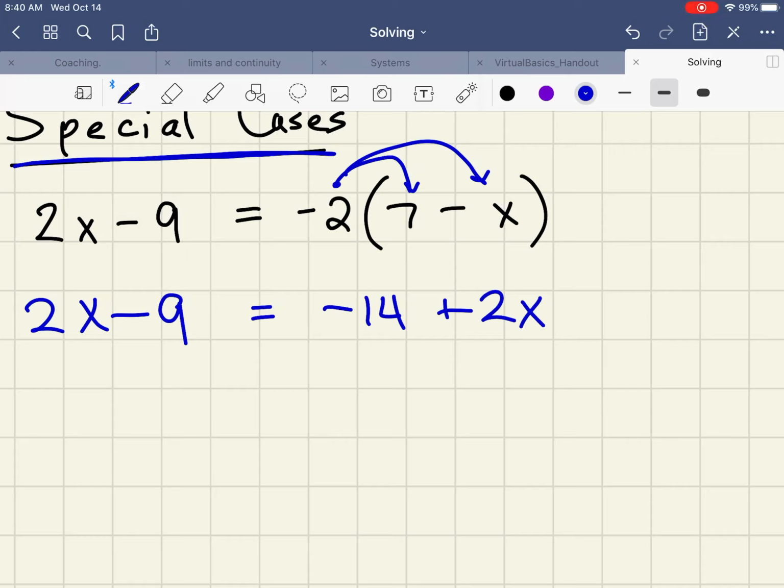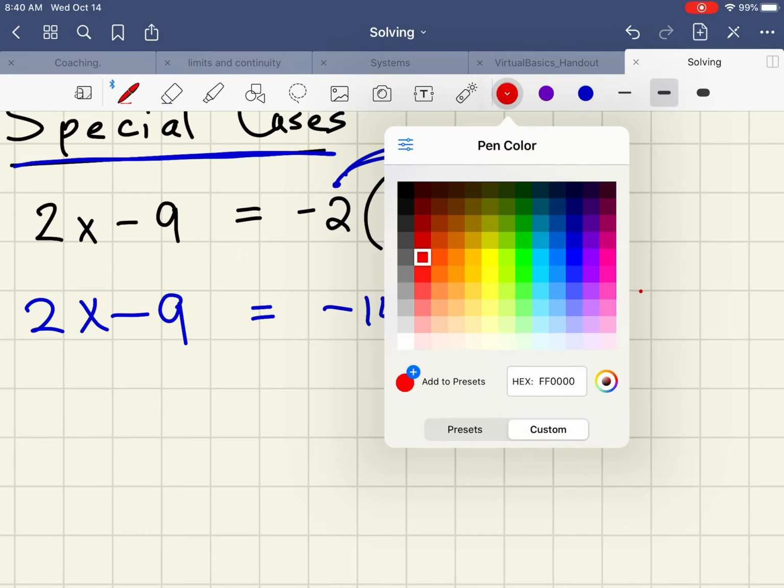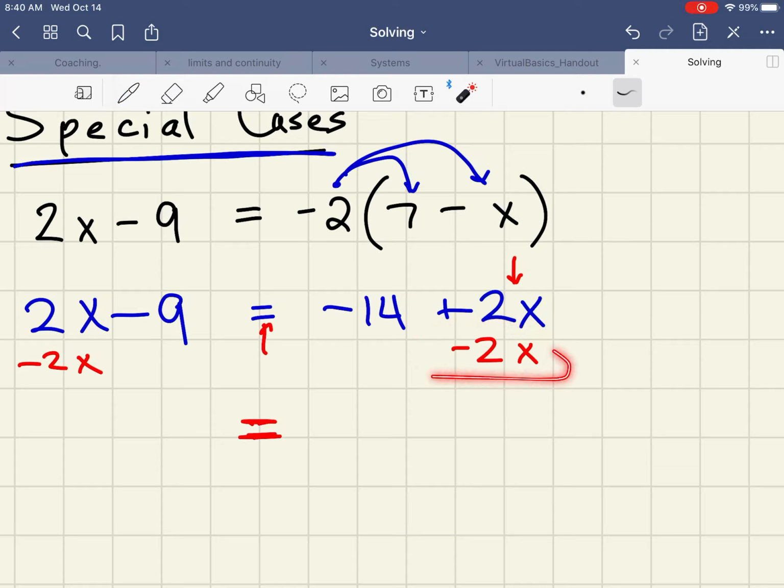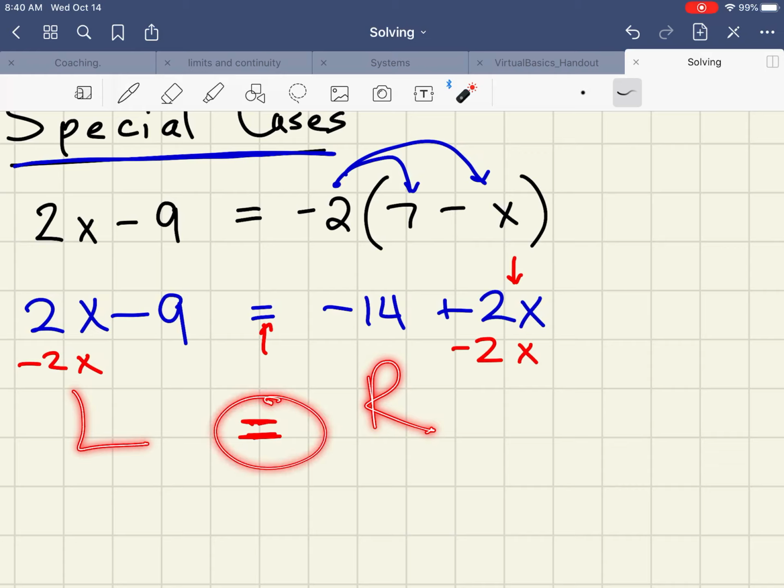Now, if I didn't know any different, I would try to get all of the x's on one side and all of the numbers on the other. So in order to do that, I'm going to subtract this 2x from both sides. And again, here's my equals. I'm going to drop down my equation and notice that my -2x happens on the right side and on the left side. So once on each side.